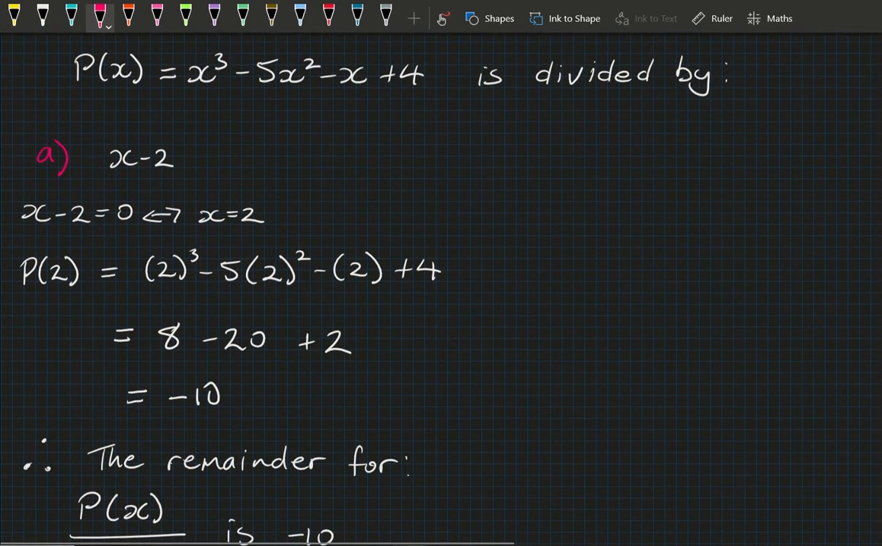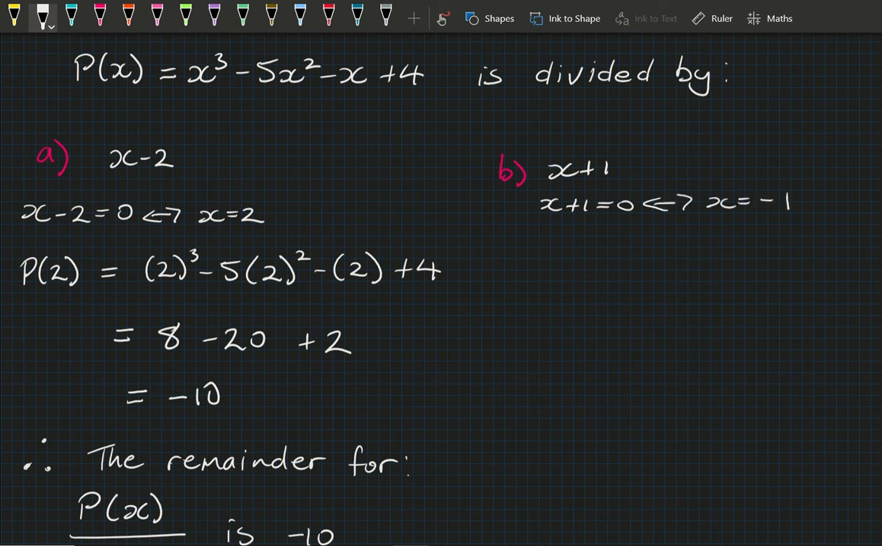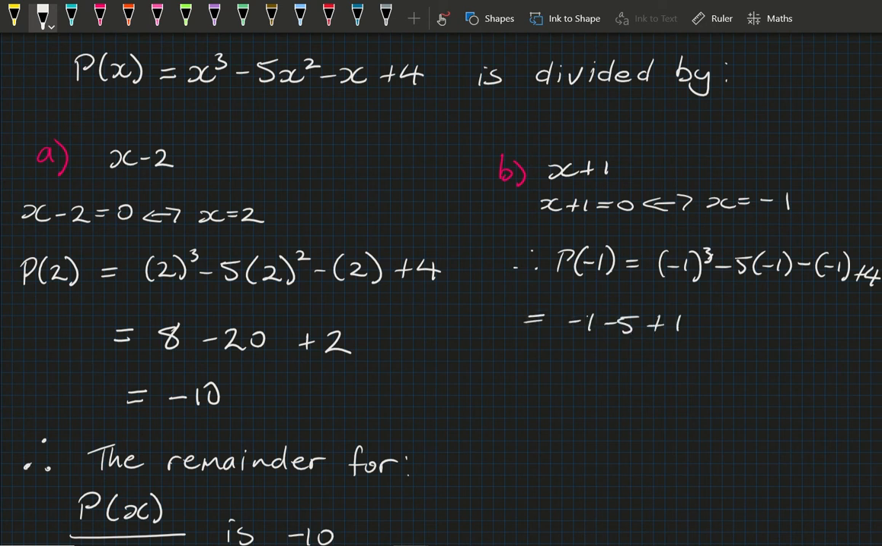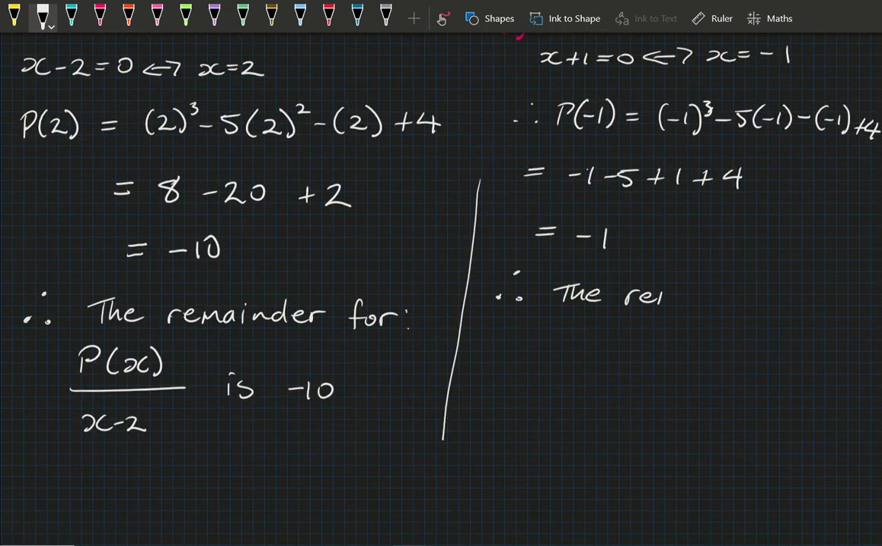Therefore, the remainder of p of x divided by x minus 2 is minus 10. Alright, let's have a go at part B, where our linear divisor is x plus 1. So x plus 1 equals 0 when x equals minus 1. So subbing that minus 1 in gives us minus 1 cubed minus 5 times minus 1 squared minus minus 1 plus 4. Ooh, we sort of ran out of room there, but hopefully you can read that. So we're left with minus 1 minus 5 plus 1 plus 4, which is, those 5s and the 4 cancel out, so that's minus 1. So therefore the remainder for p of x divided by x plus 1 is minus 1.